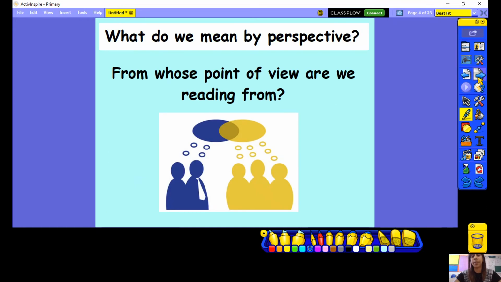But what do we mean by perspective? Well, quite simply, it means from whose point of view are we reading from? Are we reading from our own point of view or somebody else's? So let's have a quick run through of what each of those perspectives might look like.